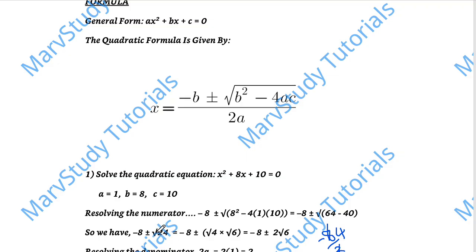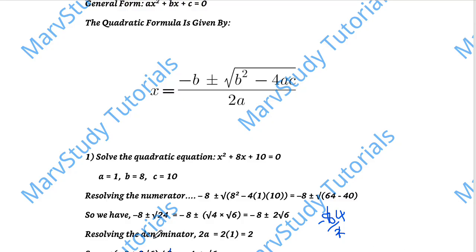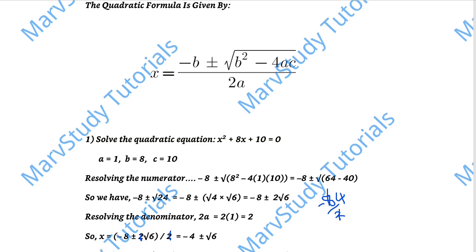So we could break down the square root of 24 as the square root of 4 times the square root of 6. The square root of 4 is 2, and root 6 is a surd, so we'll leave it as 2 root 6. So we have negative 8 plus or minus 2 root 6 as the numerator. Then resolving the denominator, we have 2a as the denominator of the quadratic formula. The value of a is 1, so 2 times 1 is 2. So in total we have negative 8 plus or minus 2 root 6 divided by 2.